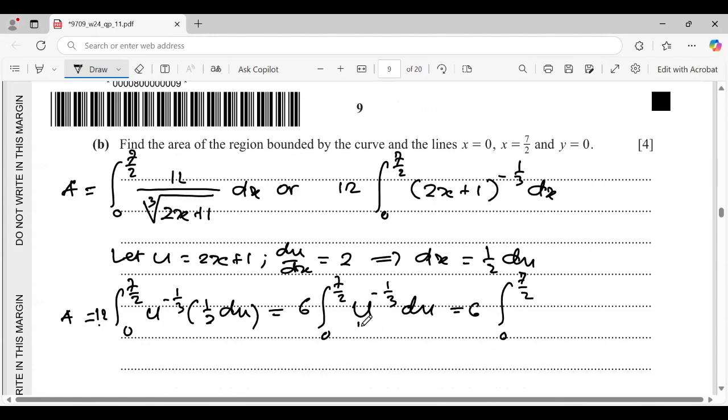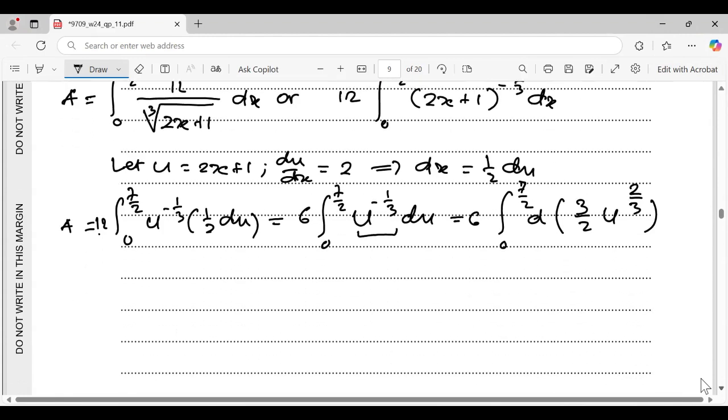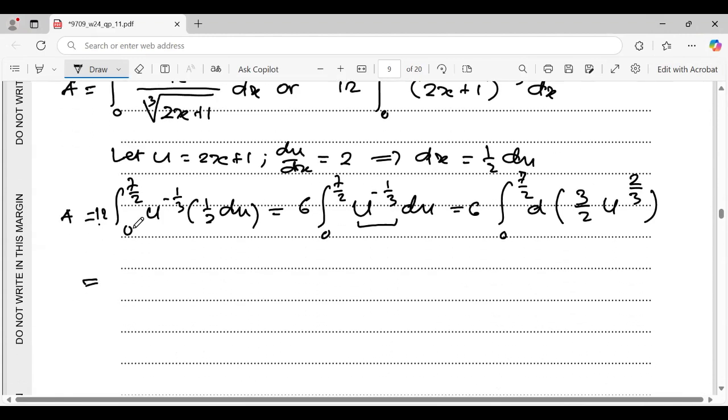6, we're going to find the integral of this expression. 3/2 u power 2/3. Well, scroll down first. Then 6 times 3, 18. 18 divided by 2 is 9. 9 times u power 2/3, where u equals 2x plus 1. So 9 times (2x plus 1) power 2/3, from 0 to 7 half.